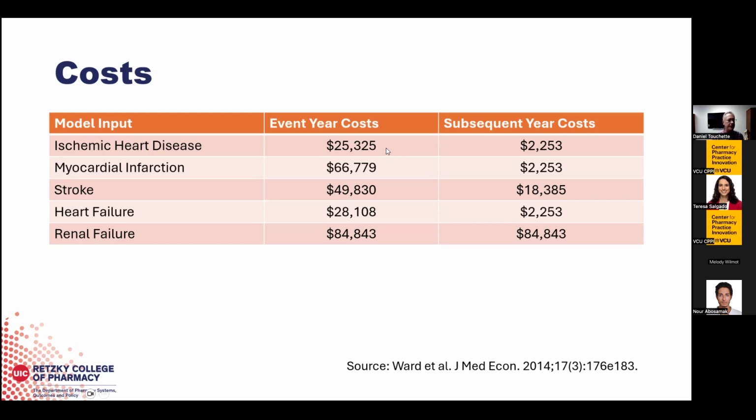Here are the costs that we incorporated into the model. We have about $25,000 for ischemic heart disease for the first year, and then a little over $2,000 for each subsequent year. For myocardial infarction, it was about $67,000 for the acute episode and following patients up for that first year, and then about $2,200 for the second year. For stroke, we had a little bit lower cost than myocardial infarction in the first year costs, but the subsequent year costs were considerably more at $18,000 a year. And you can see heart failure and renal failure are very costly conditions to manage in the first year and in subsequent years.